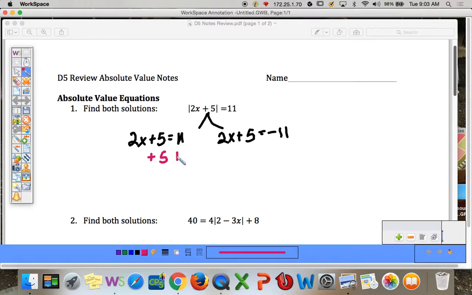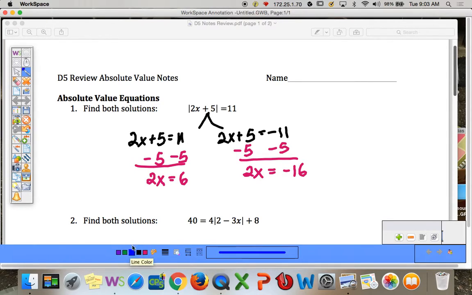So we're going to add 5 to each side of each equation first. Sorry, not add 5, we'll subtract 5. And we'll get 2x equals 6. And for the other one, we'll get 2x equals negative 16. And then the last step is we're going to divide by 2.